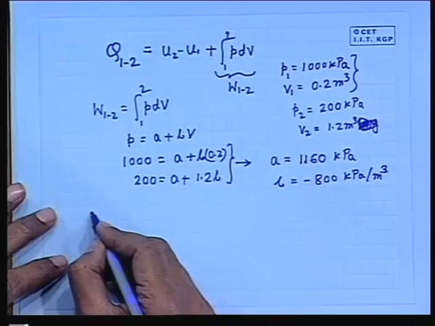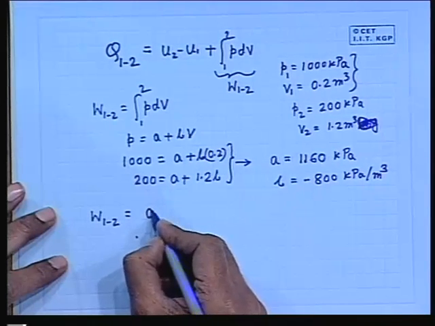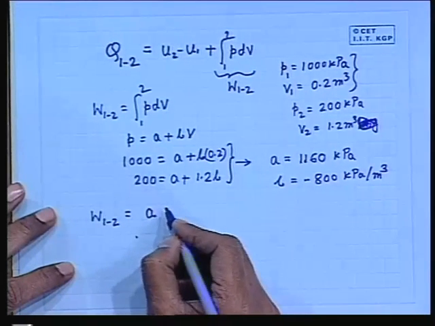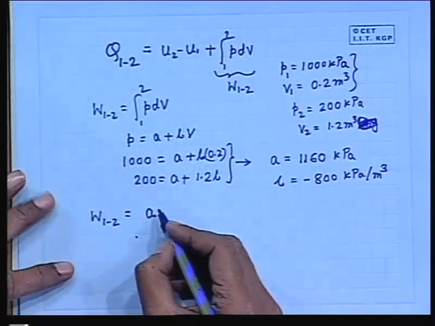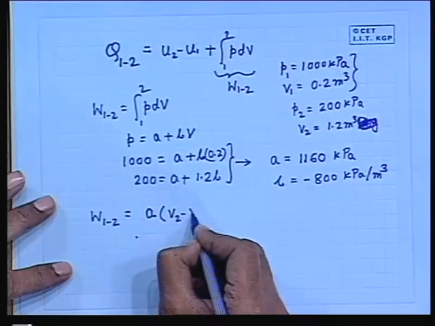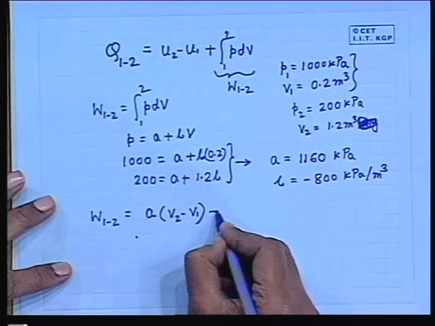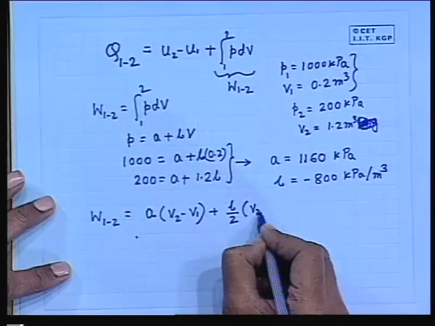Now what is W12? Tell me. W12 will be, slowly, A times V2 minus V1 plus B by 2 times V2 square. All these students may not catch so fast. It's for the wide spectrum of the students. So we will go slow.